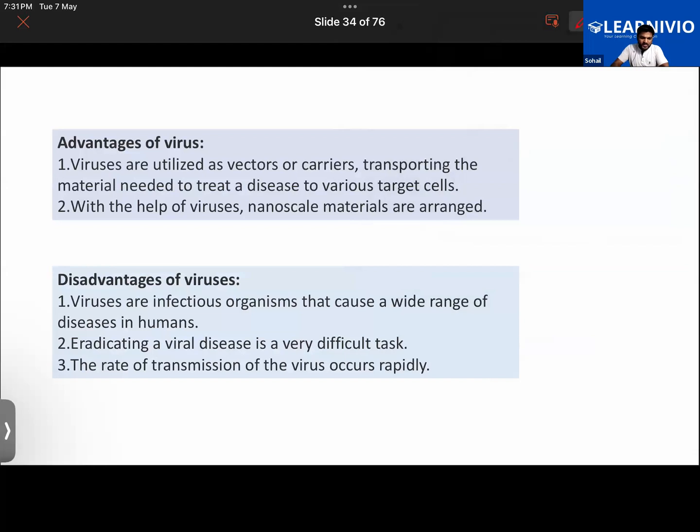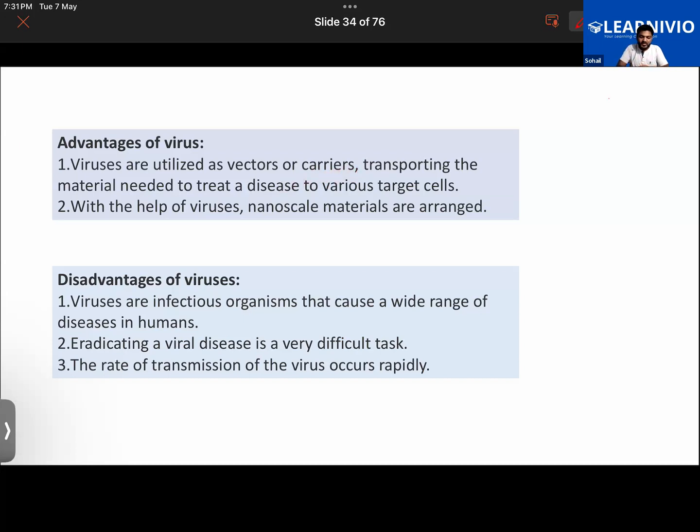We will conclude the class with just one more thing. What are the advantages? Ever thought there could be some advantages of virus also? So yes, there are some advantages. Since viruses have such a small size, they can be used as carriers to transport the material that is needed to treat a disease.